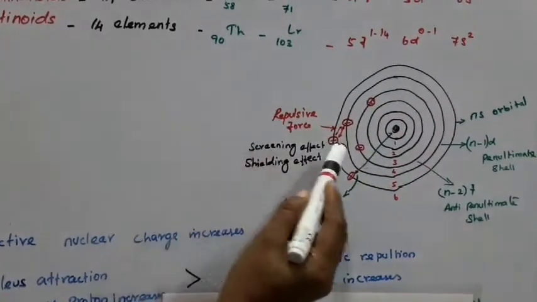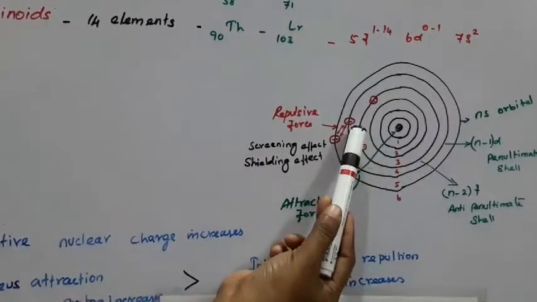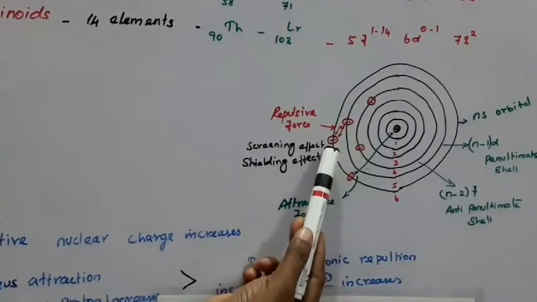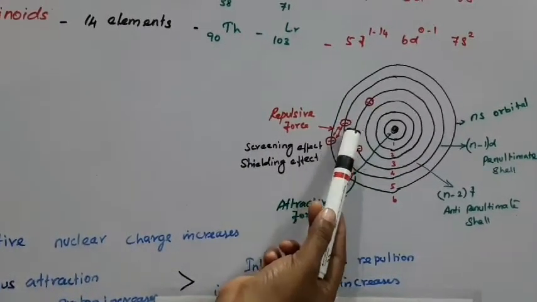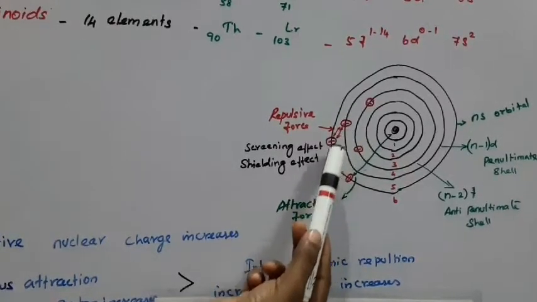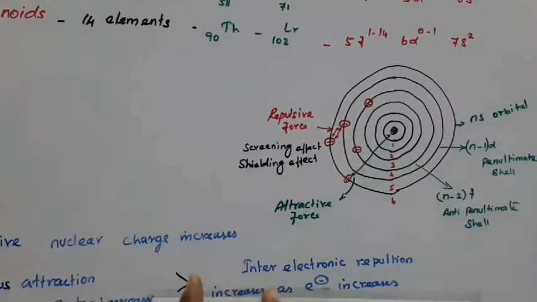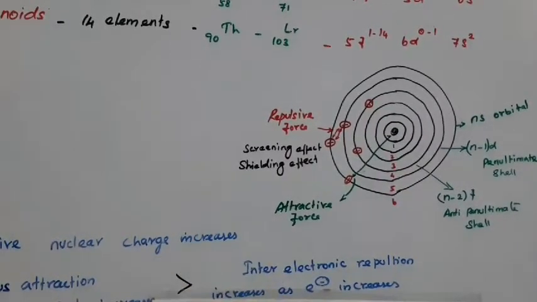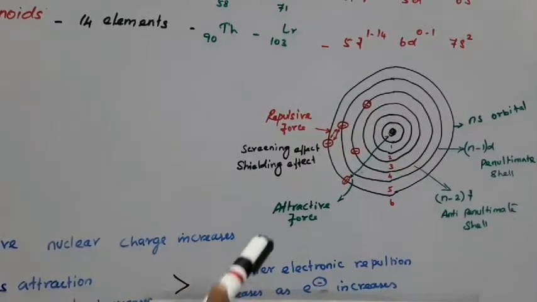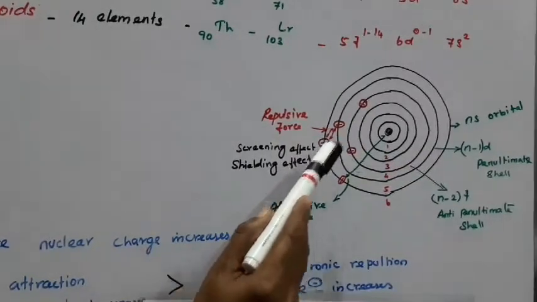But here, what's happening now is the presence of 4f orbitals, that is, this also has electrons and this also has electrons, so repulsive forces take place. Since both electrons have the same kind of charge, the repulsive forces take place. That repulsive force is somewhat of a screening effect.